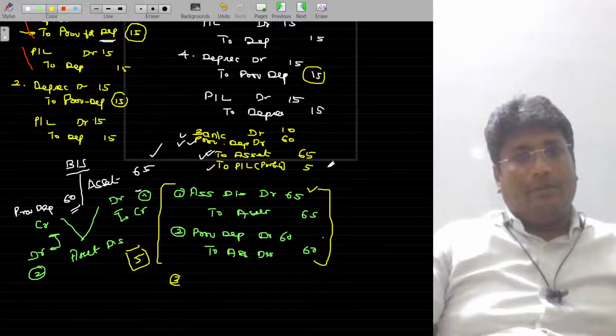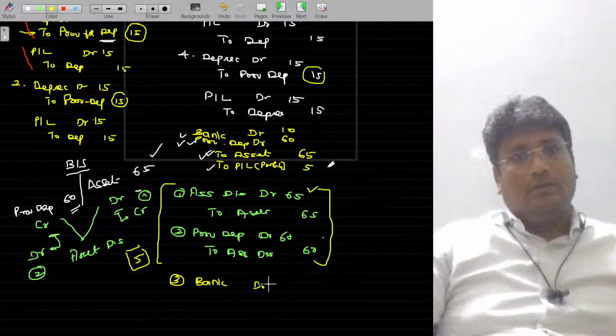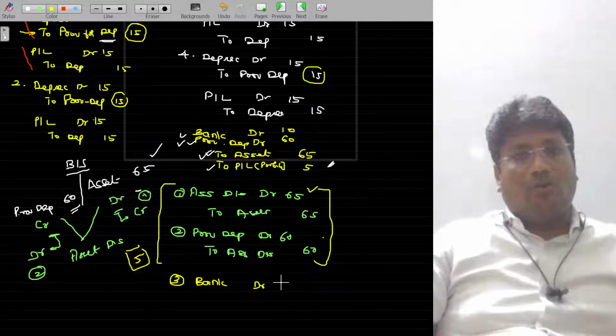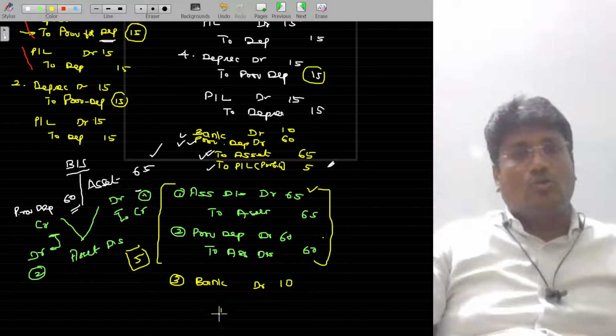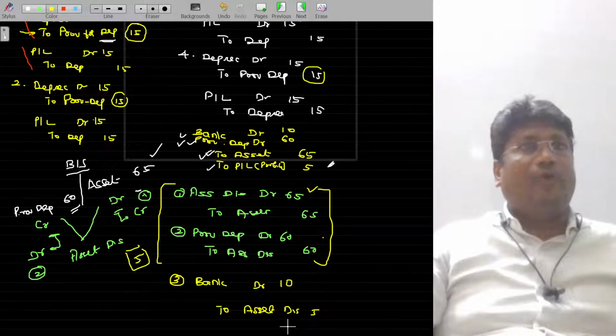So the third one being bank account debit. The bank account value being 10, I am getting 10 rupees, to asset disposal. The value being 5. How do I get the 5 rupees?